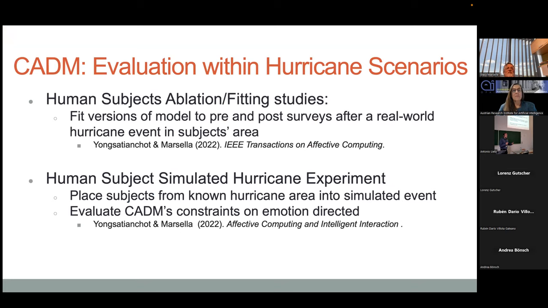So Kadam has been evaluated in multiple ways. Human subjects studies where we have pre and post surveys after real world hurricane events, and we do various kinds of fitting studies, ablating aspects of the model to see what best fits the data. What I'm going to briefly talk about is a human subject simulated hurricane experiment. We place subjects from a known hurricane area into a simulated event, and then we evaluate Kadam's constraints on emotion-directed coping.